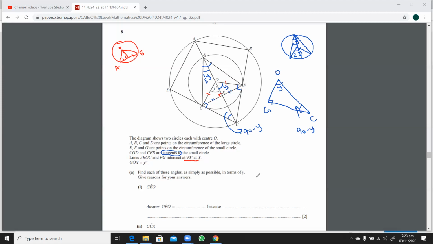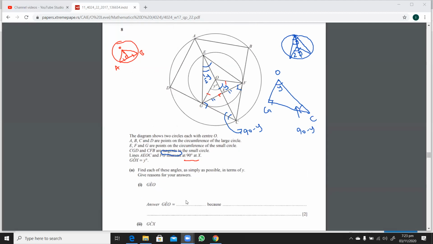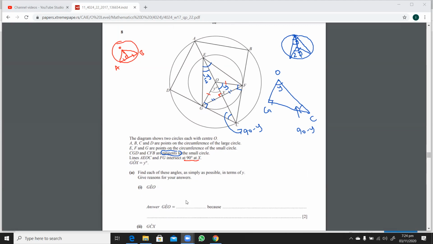Yes, that is your 90 minus Y. Now the last part, I'll have to scroll this up. If I just scroll this up a minute, we have to find the angle DAB. The angle DAB. What do you think, Malaika? What should be this angle here? What do you think about this angle? What is this angle here?